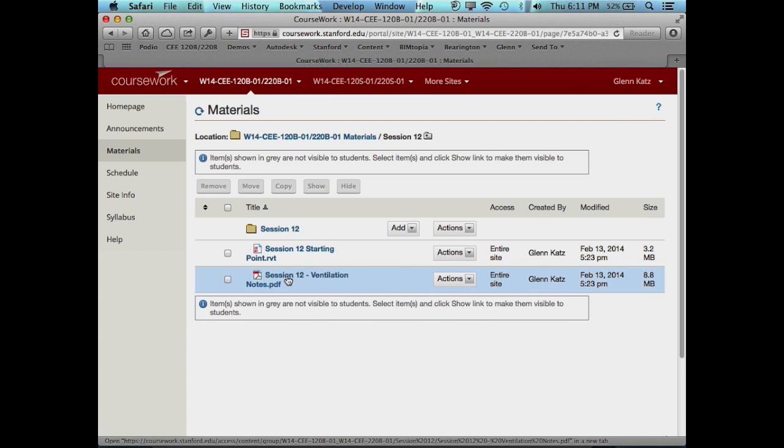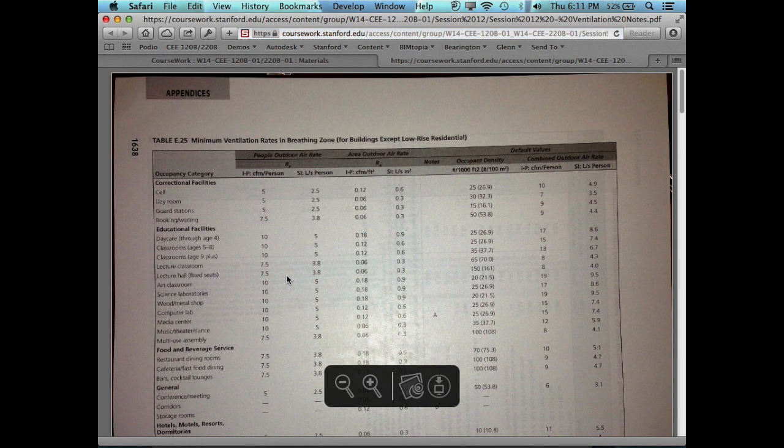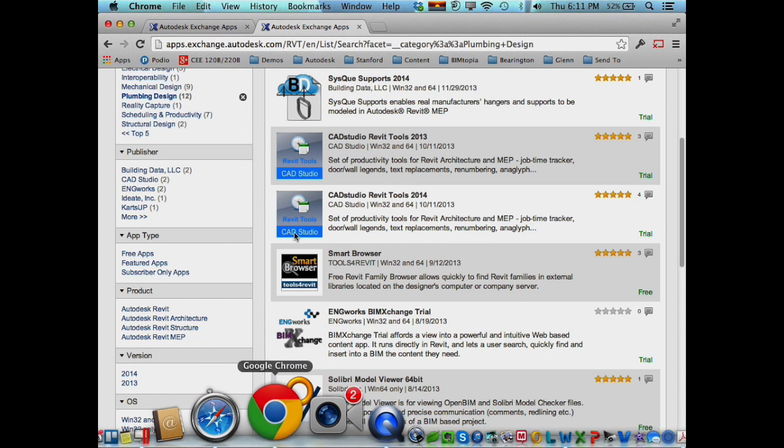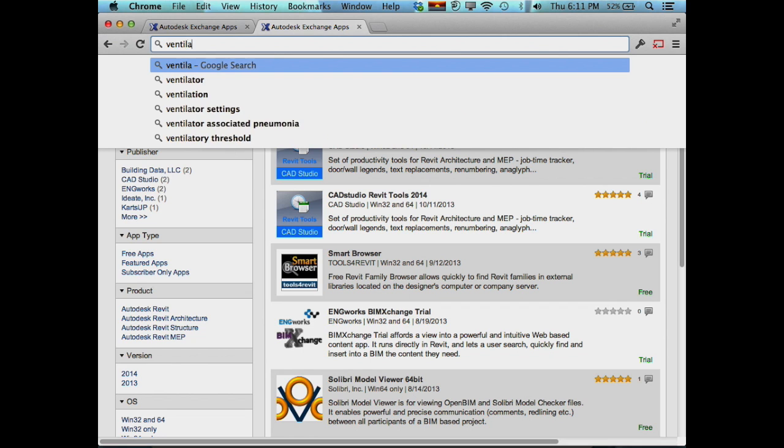So there are some ventilation notes from one of my favorite texts that actually explains a lot of this stuff. And let's talk about different ways of calculating air. Actually, I'll even start with the one that I showed last quarter, because I think it's actually interesting too. So if I say ventilation, let me just call it air changes.